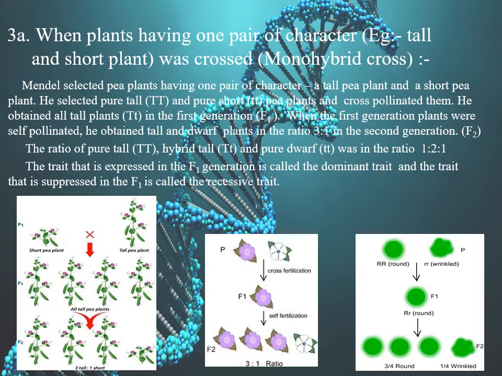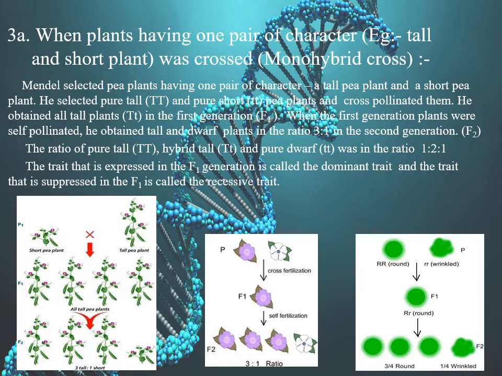The trait that is expressed in the F1 generation, we call the dominant trait, and the trait that is suppressed in the F1 generation, we call a recessive trait. So here the dominant trait is tallness, and here the ratio which was given is 1:2:1. What is that ratio? It is based on the genotype, the genetic material present, that is pure tall, then hybrid tall, and pure dwarf.